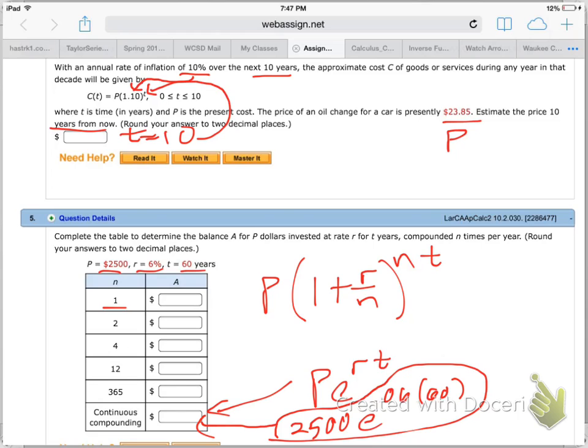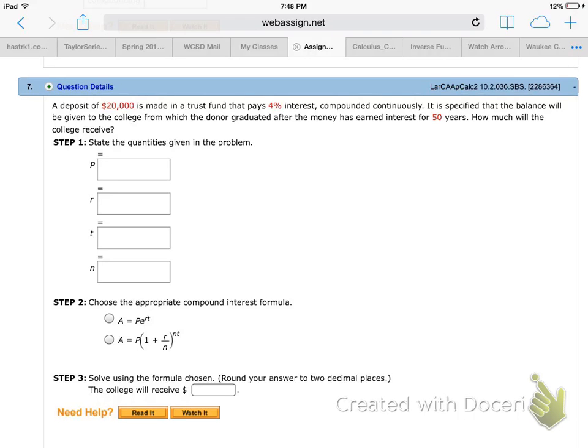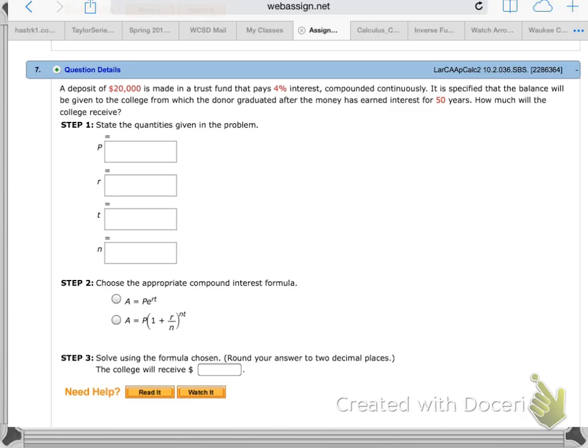Okay, next problem. Oops, sorry, I think we got some dead space in there. I was changing pages, so patiently fast forward through some of that.